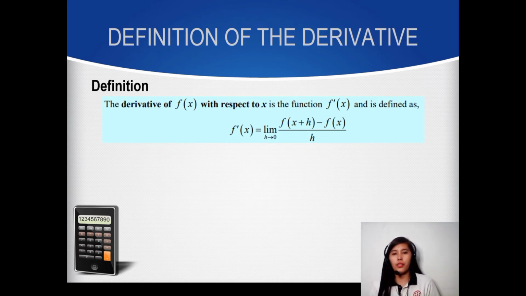Now for the definition of the derivative: the derivative of f of x with respect to x is the function f prime of x, and it's defined as f prime of x equal to the limit of f of x plus h minus f of x over h as h approaches 0.